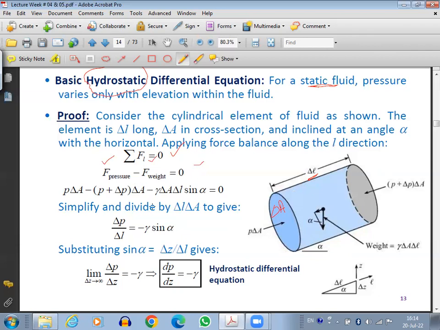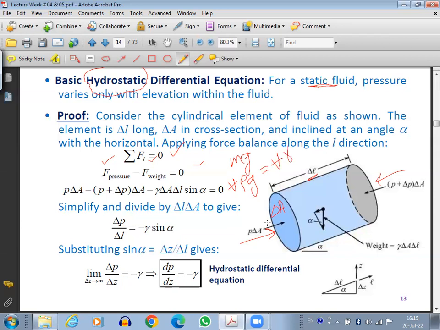Okay, now force of pressure will be what? P del A. If this pressure is in this direction, the other pressure will be in the opposite direction. Plus P plus del P into del A, minus force of the weight. Force of the weight is basically Mg, or mass can be written as density into volume. So I will write here volume into density into g, and density into g is gamma. So I can write here volume into gamma.